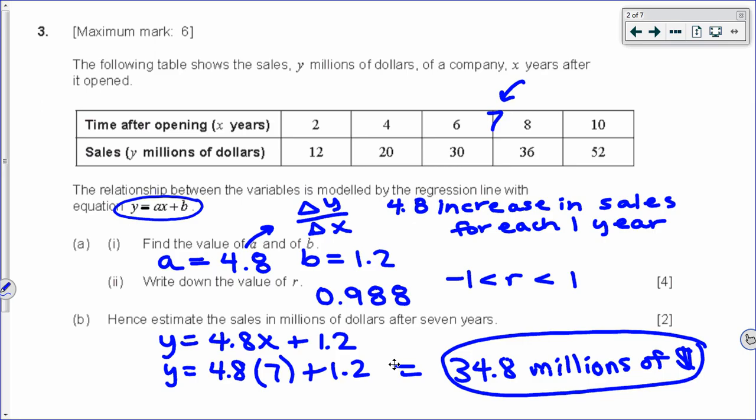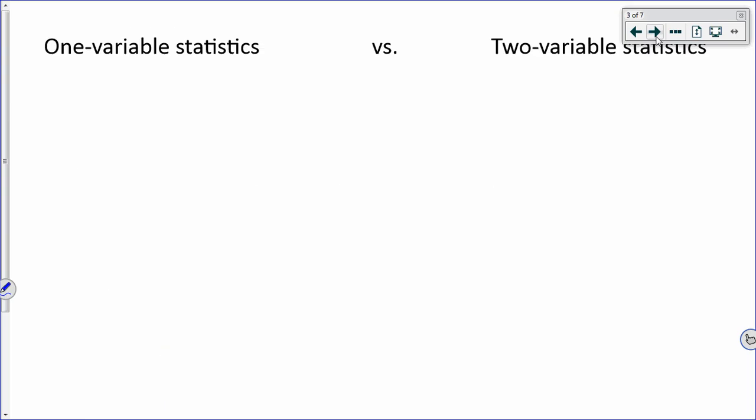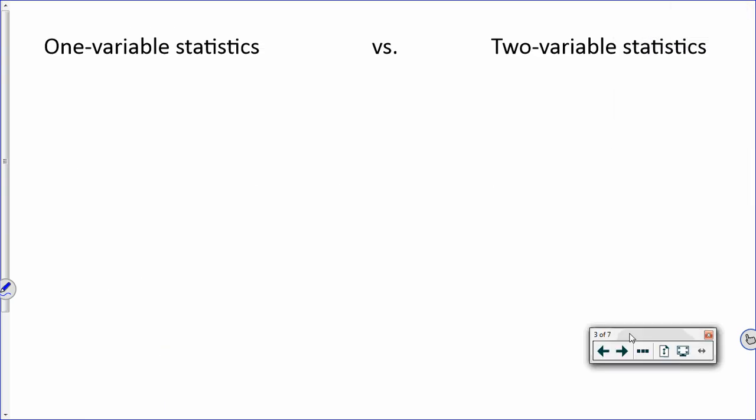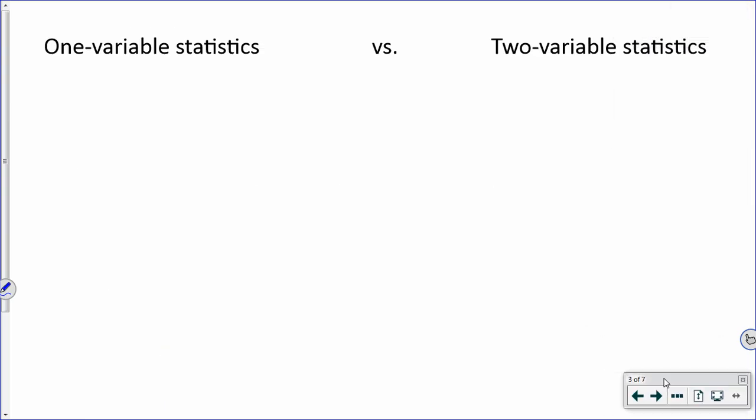Okay. So that's two variable statistics. Just to remind you, it's all with the calculator, regression line, and R. That's talking about the relationship between your two variables, and then you can use your equation to make predictions. So let's highlight that difference then again between one variable and two variable statistics. One variable statistics is much more substantial on the IB SL syllabus.